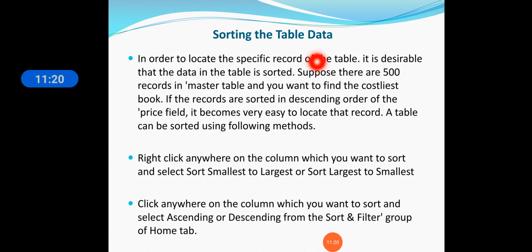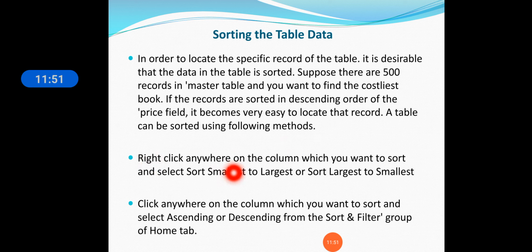Sorting the table data. Now students, here you can see sorting the table data. In order to locate a specific record of the table, it is desirable that the data in the table is sorted. Suppose there are 500 records in the master table and you want to find the costliest book. If the records are sorted in descending order of the price field, it becomes very easy to locate that record. A table can be sorted using the following method.